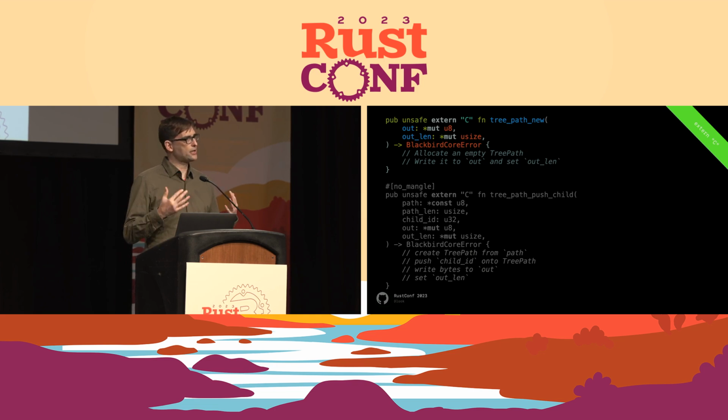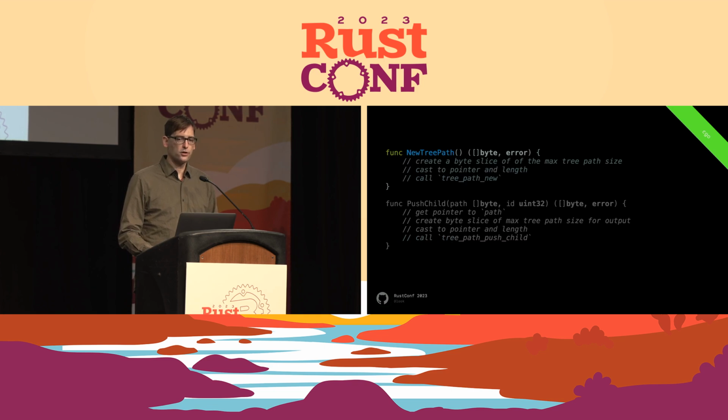So the Rust API stays the same, but we need a new approach to the extern C code. So here when we create a tree path, instead of returning a pointer, we actually take in an out parameter and the length, and we allocate that memory and then set it into those parameters. When we push a child, similarly, we have to take the path and the length for the original tree path, then the child we want to push, and then the out parameter and length in order to write the data into that.